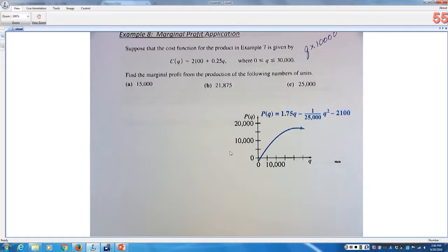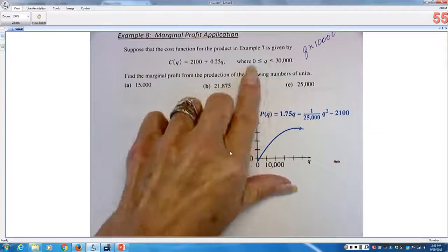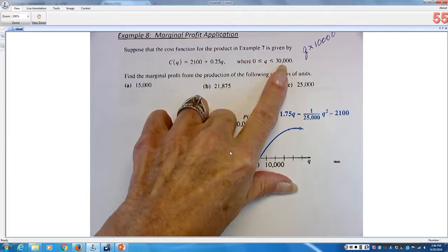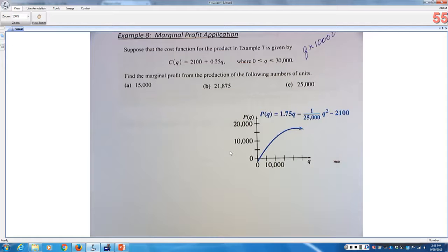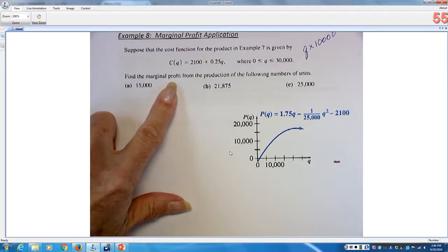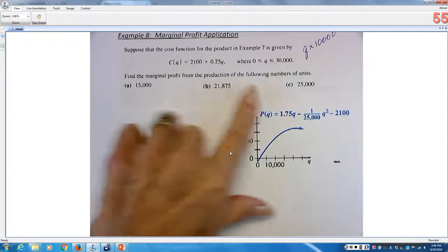So it's whatever we get for Q times 10,000. And this is only effective as long as Q is less than 30,000, because remember, at 30,000 we're starting to lose money. We're not making anything past 30,000. Okay? Find the marginal profit from the production of the following units.